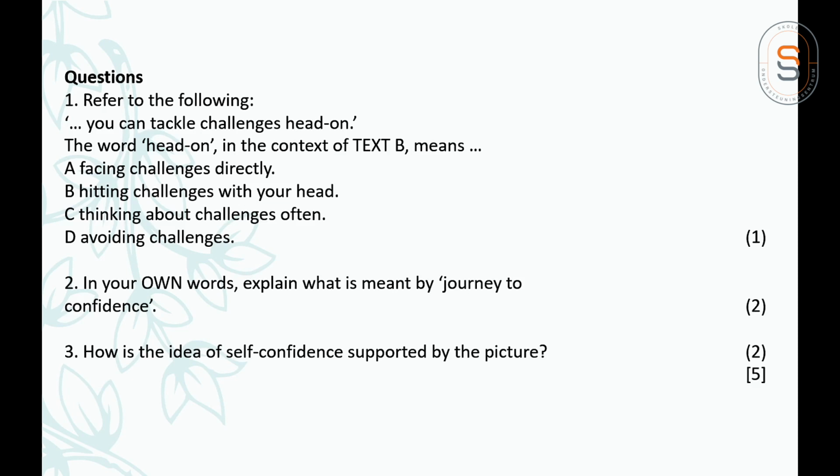Again, very important, read your question. If it is said there, write down only the correct letter of the answer that you choose. You only write down A. Then in your own words, so very important, this is part of your instructions here, that you have to use your own words. So in your own words, explain what is meant by journey to confidence. Look at the mark allocation. You should have highlighted that. That is 2 marks.